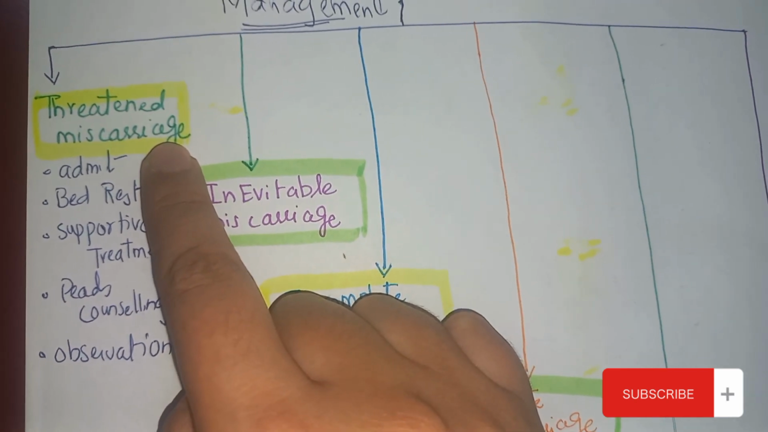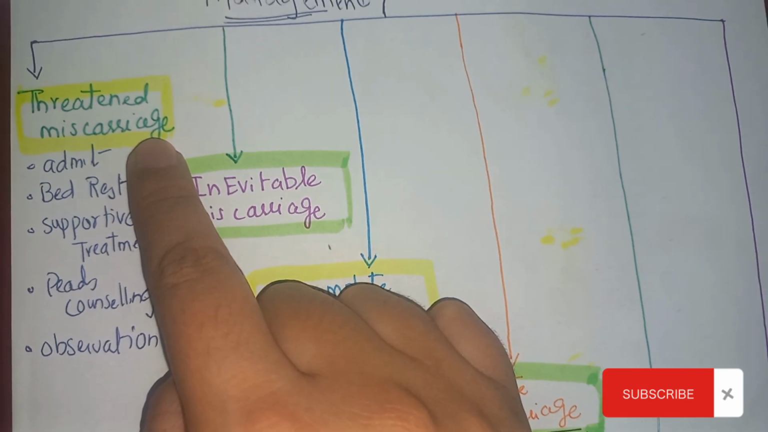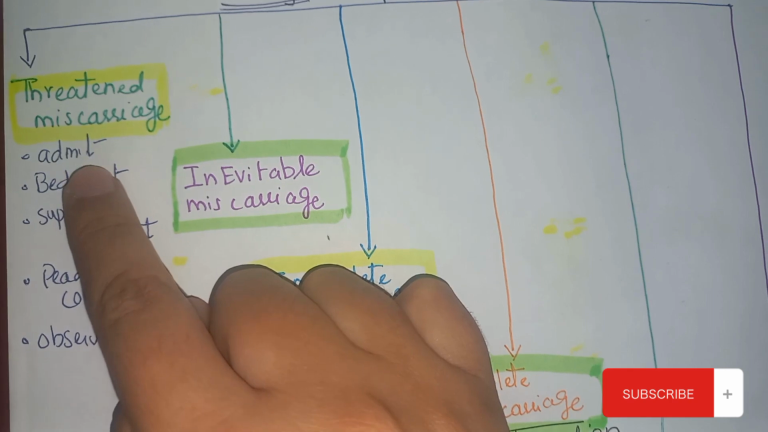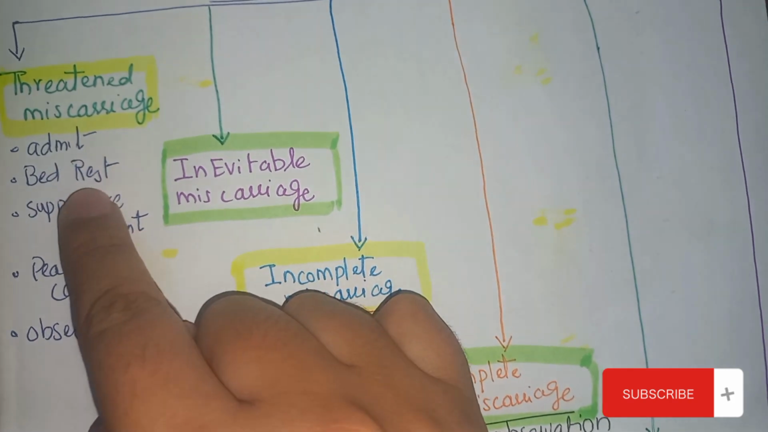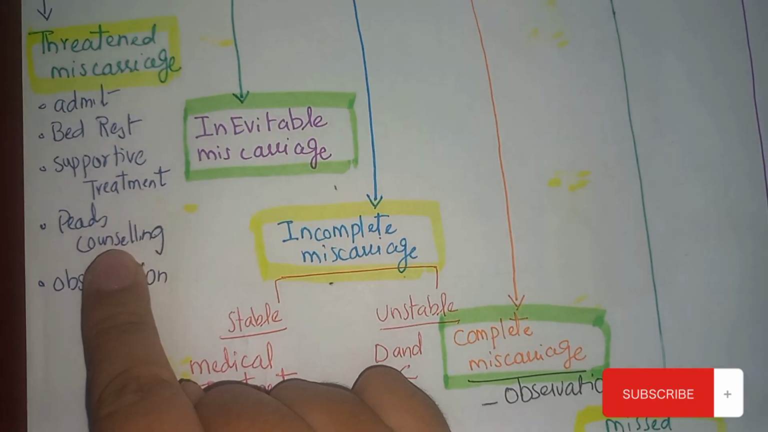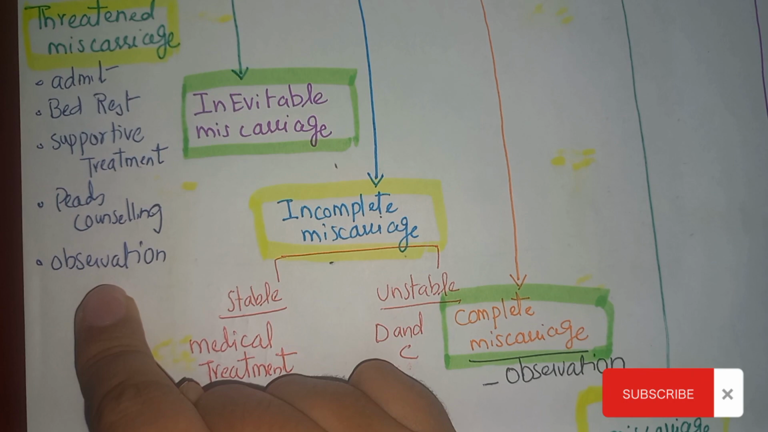Threatened miscarriage. If a patient comes with bleeding and there is an alive intrauterine pregnancy, this is a threatened miscarriage. So what will you do? You will admit this patient, you will advise bed rest, you will give supportive treatment, you will arrange pre-counseling, and you will keep this patient under observation.